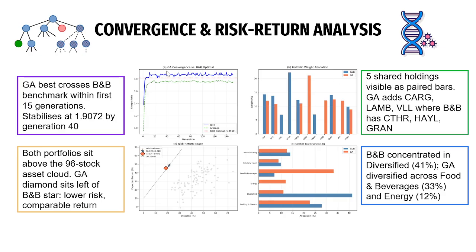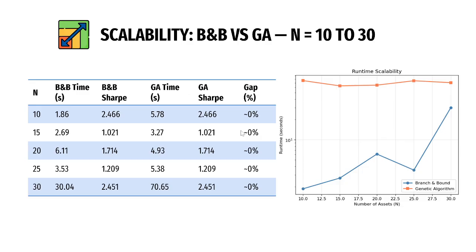Panel C is the risk return chart. Both portfolios are positioned above and to the left of the entire grey dot cloud of 96 individual stocks, meaning both achieve return and risk combinations that no single CSE stock could deliver alone. This is a diversification benefit confirmed empirically. Panel D shows the sector split. Branch and bound is heavily diversified, and the genetic algorithm spreads across food, banking, manufacturing, energy, and hotels.